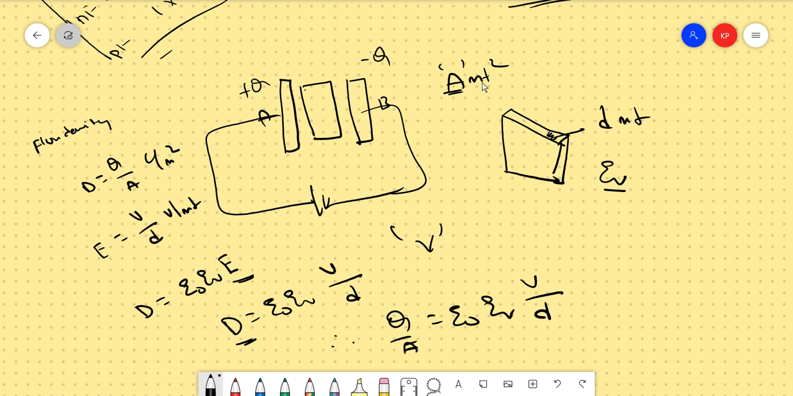We know that the ratio of Q by V is called capacitance. Therefore we can write C is equal to epsilon naught epsilon R A by d.